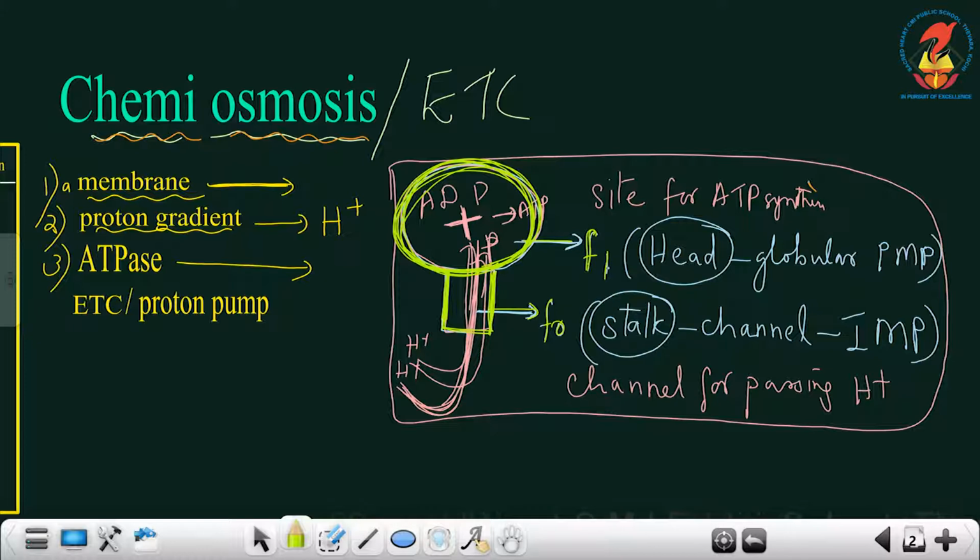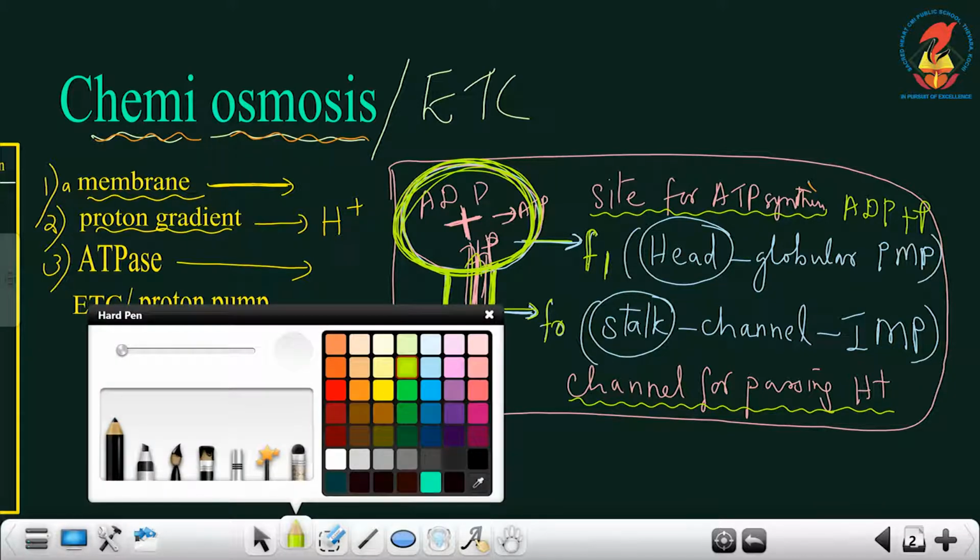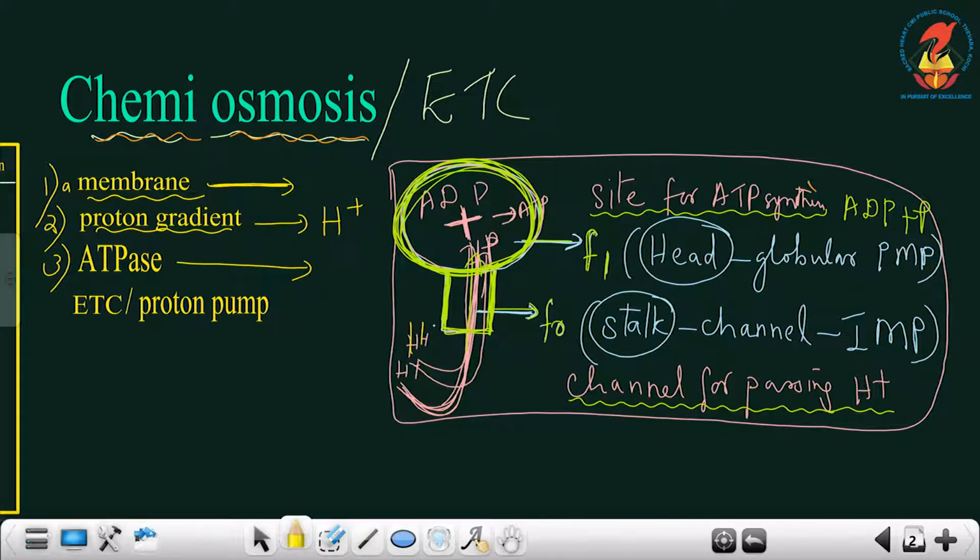Now the function of F1 is that it's a site for ATP synthesis. That is where there is the raw material ADP and P. Whereas the function of this F0 is that it is a channel through which the protons pass, and only when the protons pass, see, if I indicate protons with yellow, only when protons pass will the ADP get coupled with P to form ATP. That's why it's very important.